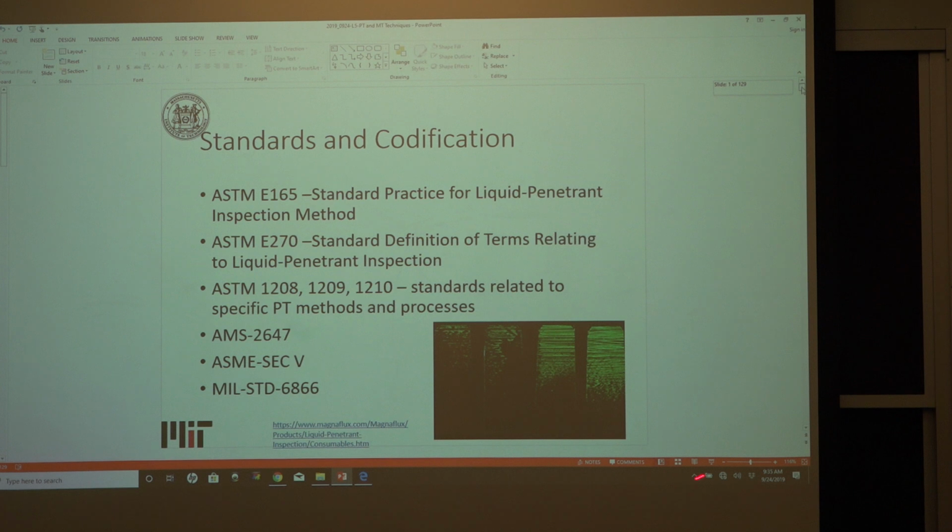But under the fluorescent light, this would be just off the Magnaflux website, which is one of the commercial vendors that sells all these consumables. This would be something, what you'd see on various samples under the black light or UV light.